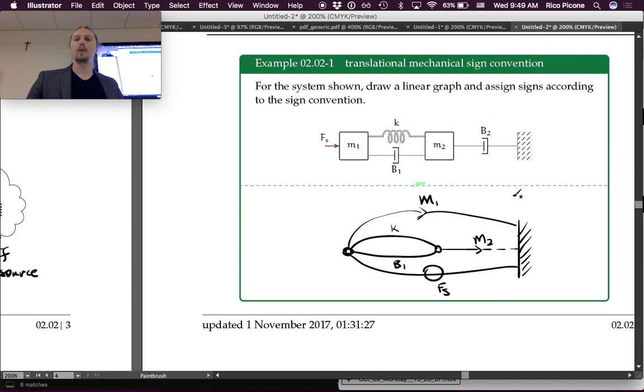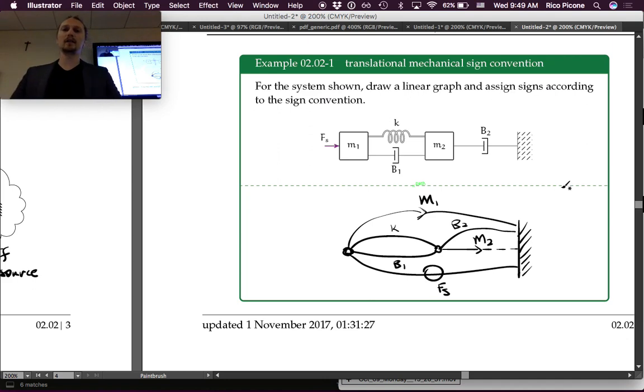And then we've also got one more element. And where's that final element? B2. And where does it connect? To ground. Yeah, good. So that is B2. Okay. Good. So now we just need to assign our arrow directions.